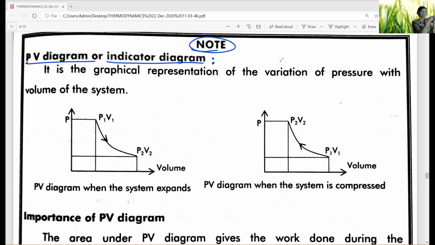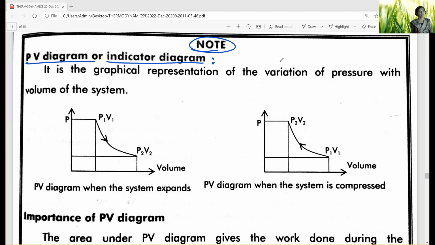So in the first graph, we show the PV diagram and the system expands. In the second, the PV diagram shows the system is compressed. So the PV diagram is the graphical representation of variation of pressure with the volume of the system. Pressure is plotted along the y-axis and volume is plotted along the x-axis.